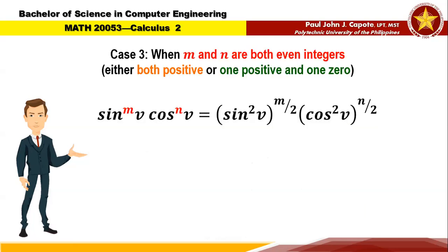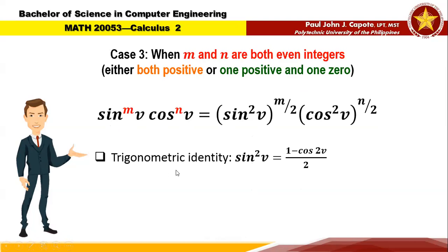So let's have case number 3. Now for case number 3, m and n are both integers, either both are positive or one positive and one zero. Okay, so we will use this equivalent form.